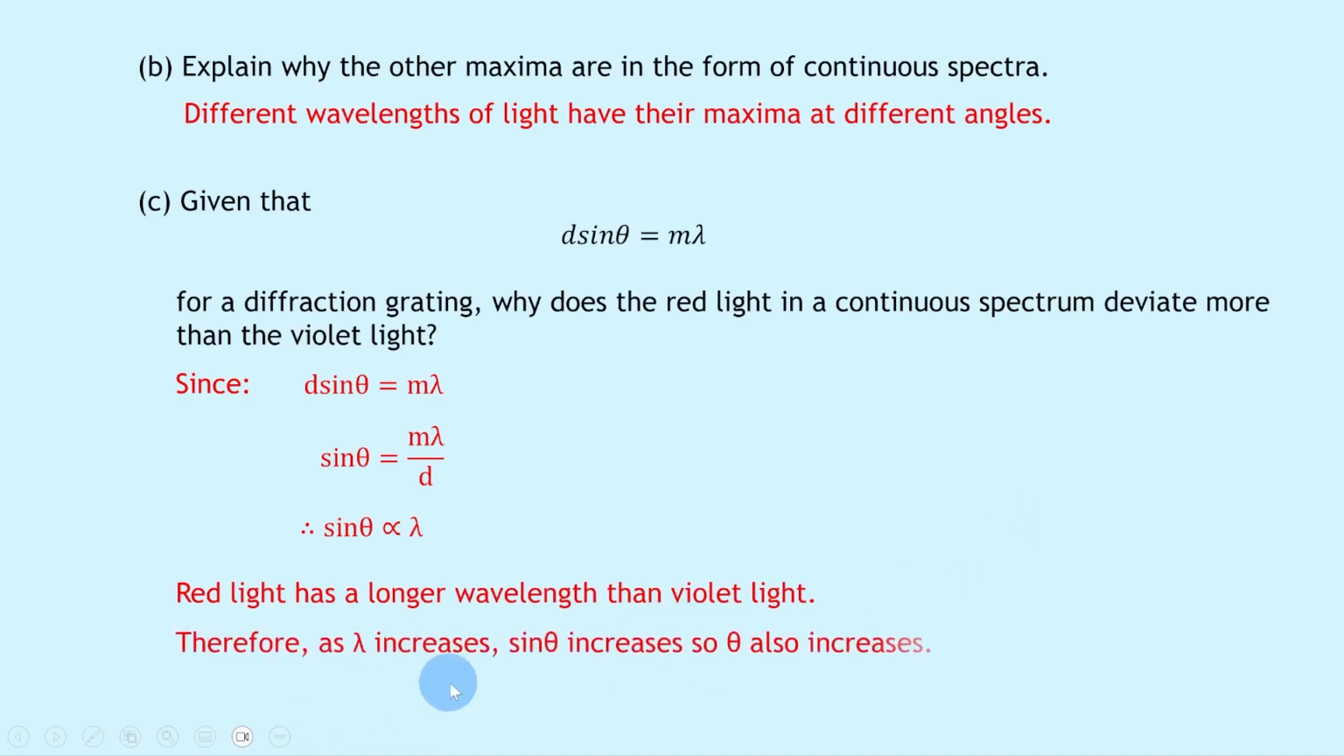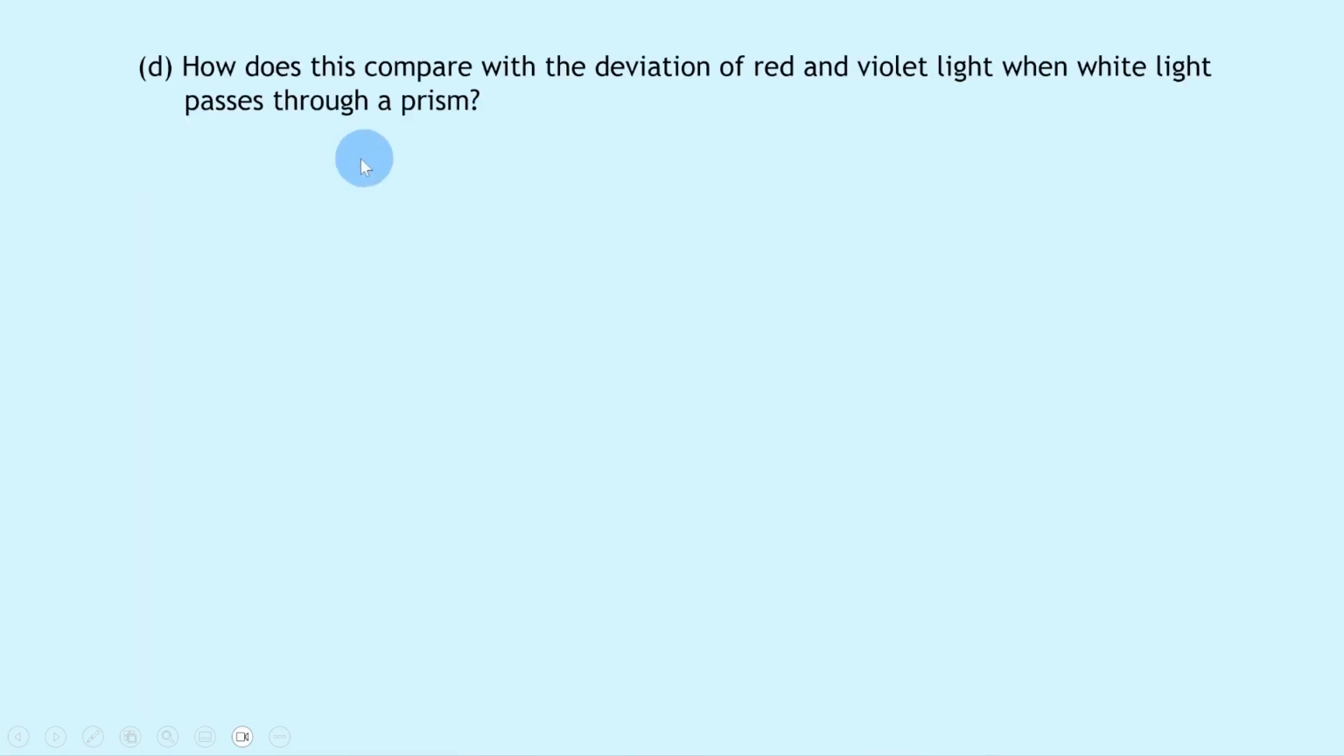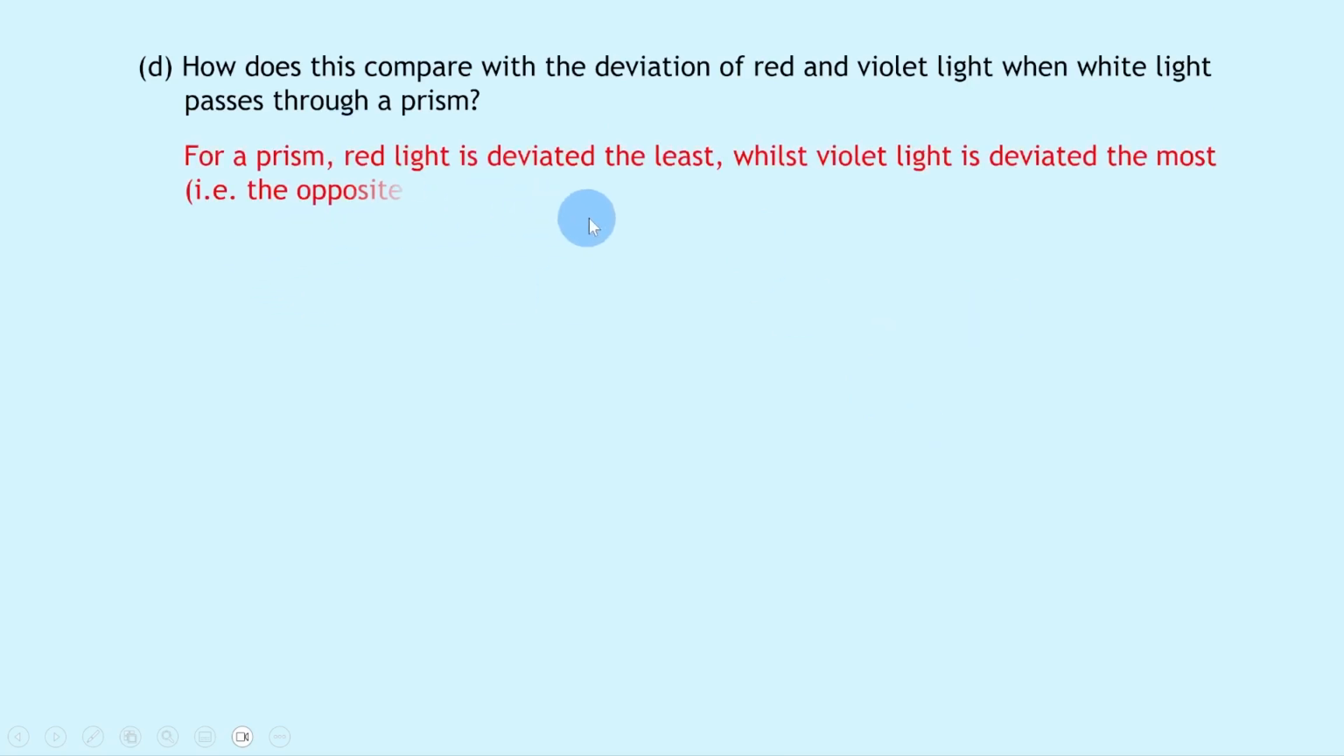So therefore, as wavelength increases for the red light, that means that sine theta increases as well, so that means that angle theta to the maximum also increases. That is, the angle between the maxima is greater for red light. Part D says how does this compare with the deviation of red and violet light when white light passes through a prism? Well, remember for a prism, red light is deviated the least, whilst violet light is deviated the most, i.e. the opposite case to a grating.